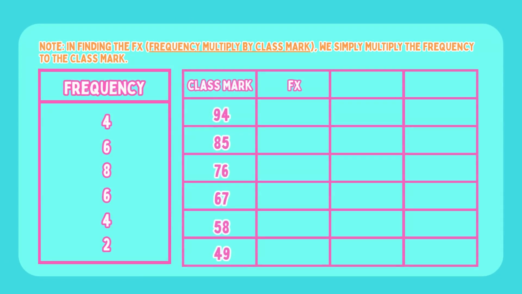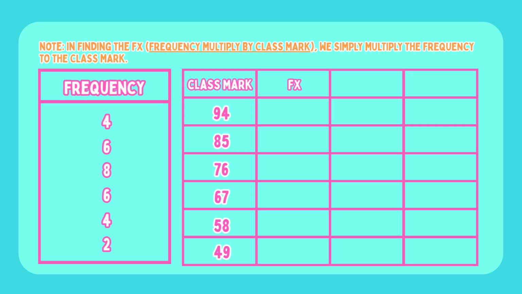Now, we're going to find the frequency multiplied by class mark. In finding this one, we're just going to multiply the class mark and the frequency. So 4 times 94, and that is 376. And 6 times 85, that is 510. 8 times 76, that is 608. And 6 times 67, that is 402. And 4 times 58, that is 232. And 2 times 49, and that is 98. So that is our f times x.